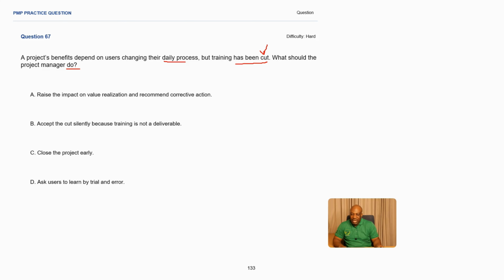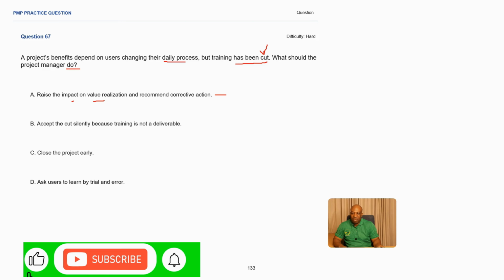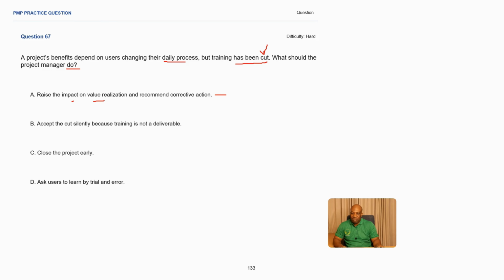Okay. So A is to raise the impact on value realization and recommend corrective action. Okay. I like the words value realization and impact. So I'll leave this one out for now. Accept the cut silently because training is not a deliverable. Training is one of the most important activities in a project environment. You need to train your team, make them capable of delivering the deliverables in a project environment, making this one incorrect. Right? Close the project entirely. You don't just close the project because the training has been cut. So this one cannot be the correct answer for now.